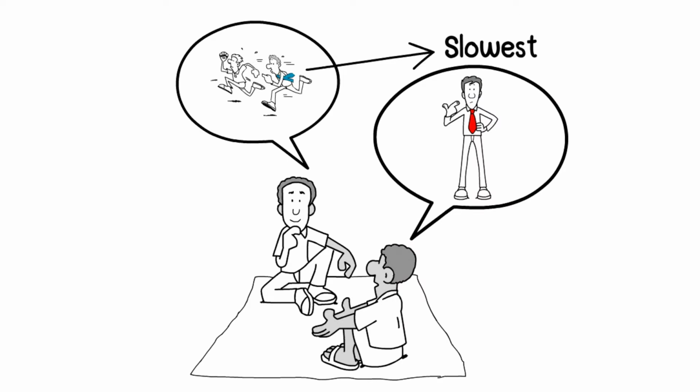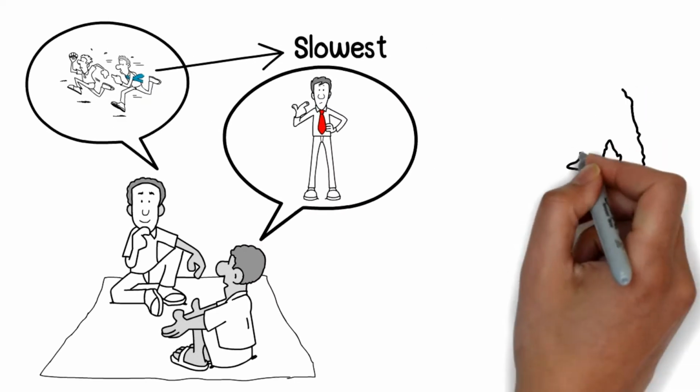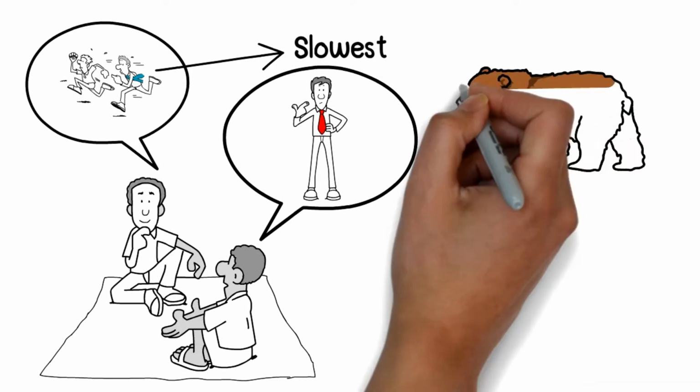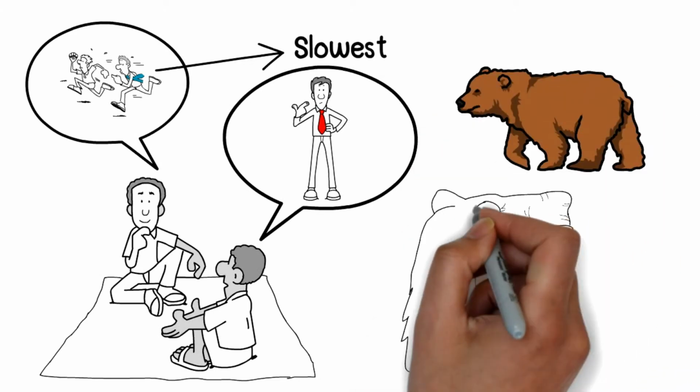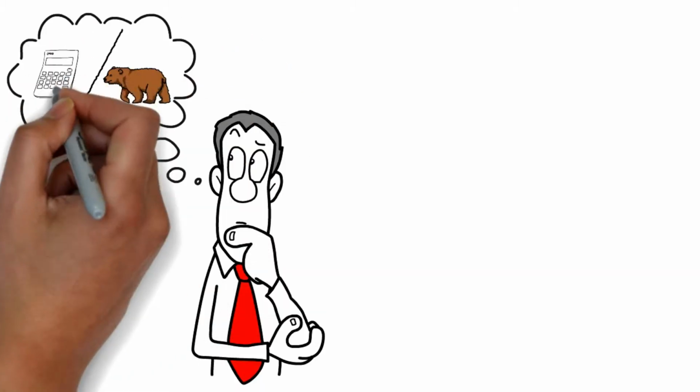The first camper realized a harsh truth. All his other skills meant nothing if a bear decided to attack, because his slow speed would have turned him into a bear snack. Now, how does this relate to math?